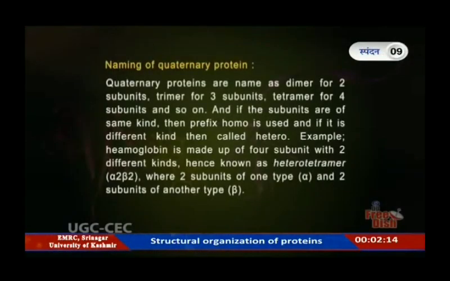Now naming of the quaternary protein. Quaternary proteins are named as dimer for 2 subunits, trimer for 3 subunits, tetramer for 4 subunits, and so on. And if the subunits are of the same kind, then the prefix homo is used, and if they are of different kinds, then it is called hetero. Example, hemoglobin is made up of 4 subunits with 2 different kinds, hence known as heterotetramer, where there are 2 subunits of one type, alpha, and 2 subunits of another type, beta.